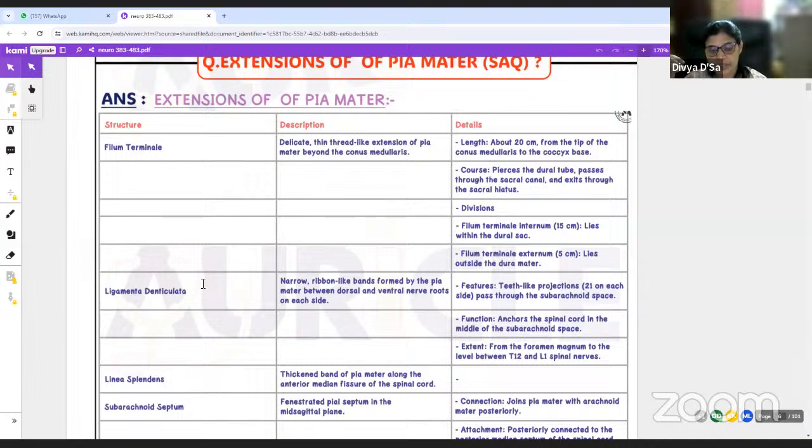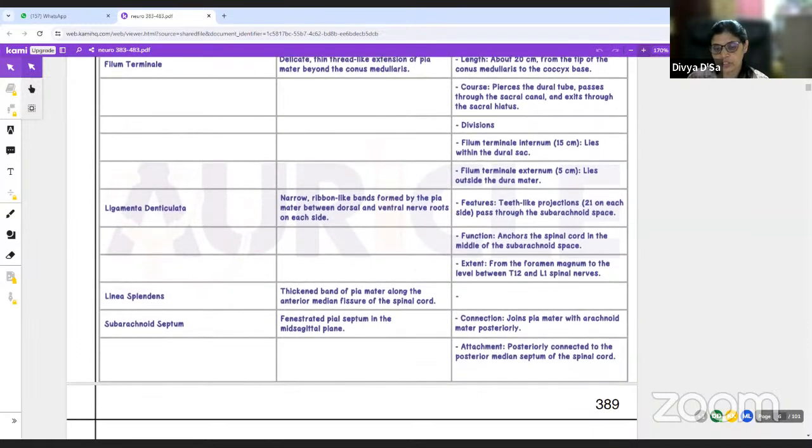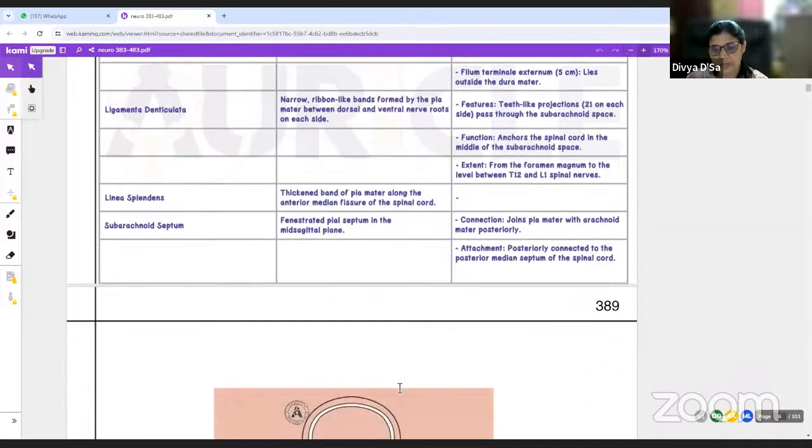Then the subarachnoid septum. The subarachnoid septum is fenestrated pia, a pia septum in the mid-sagittal plane. To remember it easily: just as we have the linea splendens in the anterior median fissure, similarly in the posterior median sulcus we have the subarachnoid septum. It connects the pia mater with the arachnoid mater posteriorly, attached to the posterior median septum of the spinal cord.